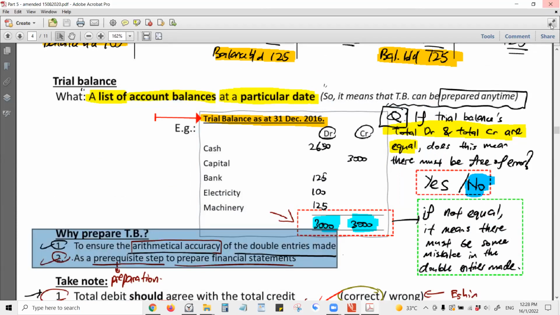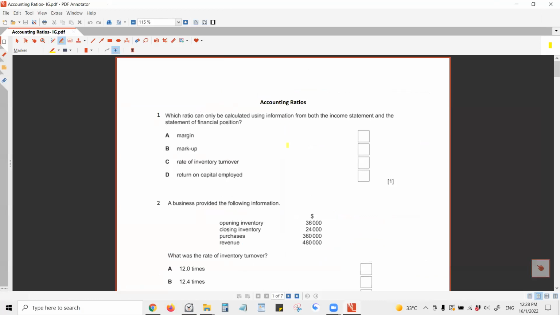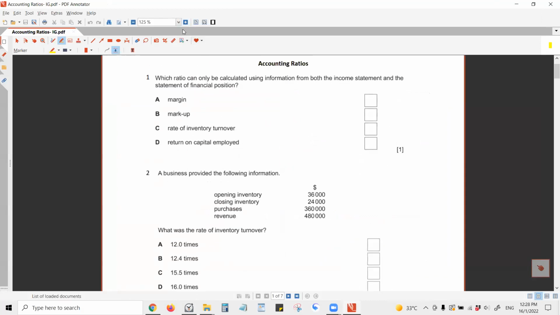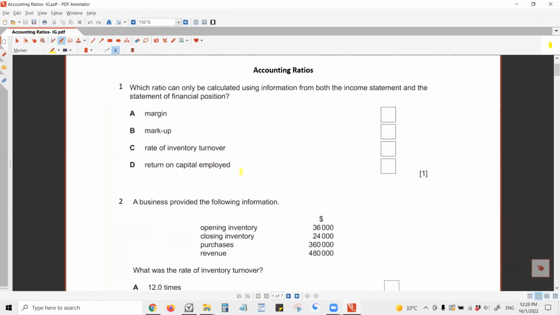Okay, this is in your chapter 5. So for Ilana, when you get the notes, you will see all these things, don't worry. Okay, now, 2 questions before we dismiss. Let me choose 1 or 2 questions for you.